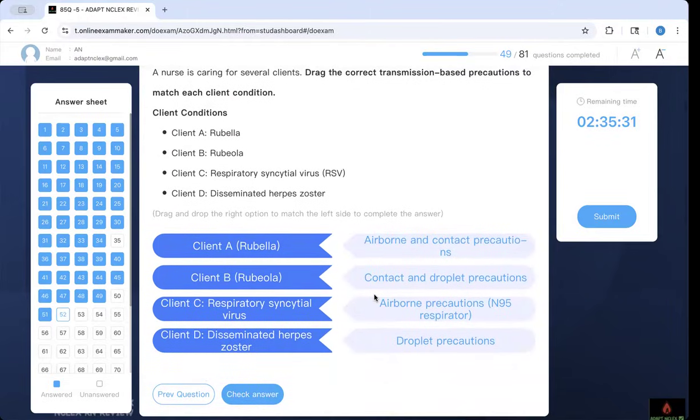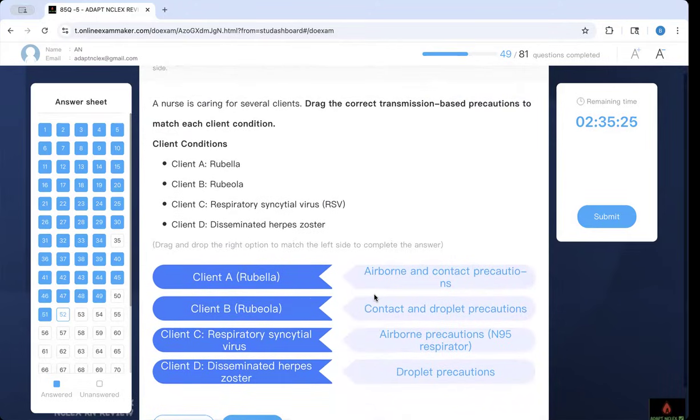Now, infection control, my favorite. Is that your favorite? Don't worry, I got you. And this is caring for several clients. Drag the correct transmission-based precaution to match each client condition. We have client A, he has rubella, B, he has rubella, C has RSV, D has disseminated zoster.